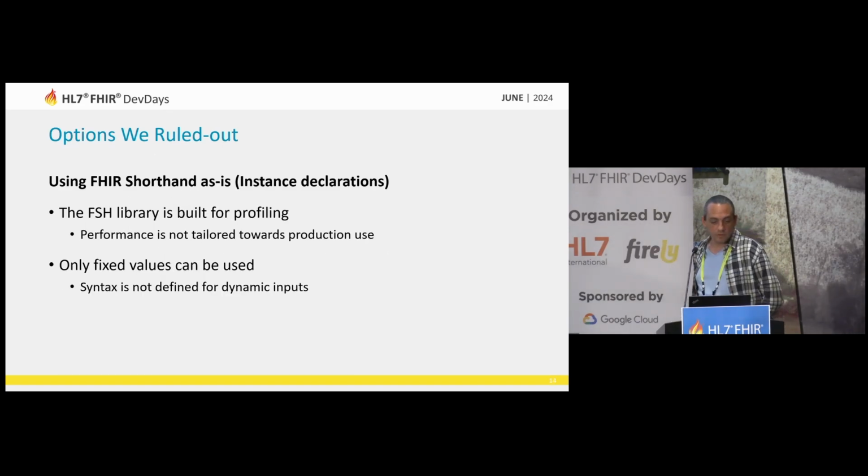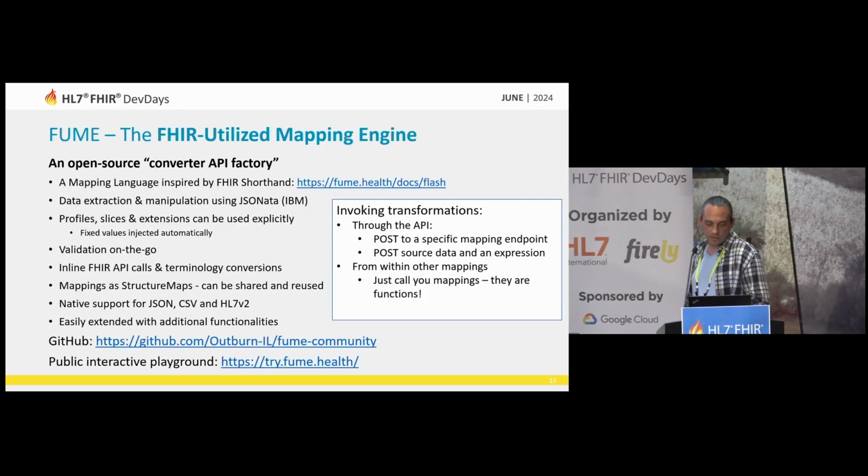Another option we ruled out is FHIR shorthand, which is also something we were inspired by, because it does let you create instances of profiles and it will put all the fixed values for you, but it is not built for production. It is built for profiling. I mean, only static values can be used. You need to put all the values inside the map, so it's not a real solution, but it's a good direction. So, introducing FUME, the FHIR-utilized mapping engine.